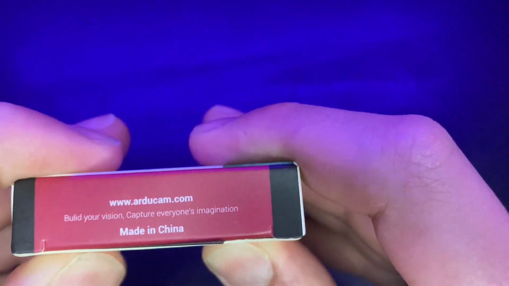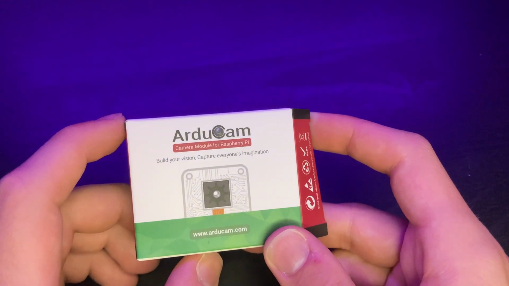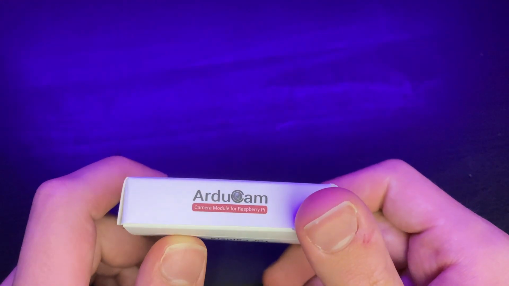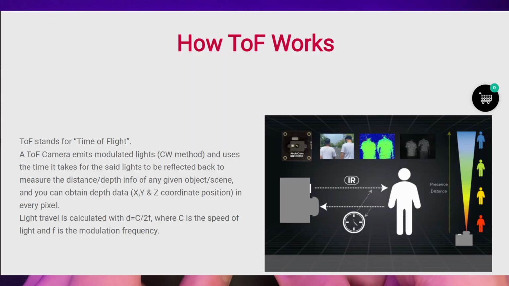So firstly, what is a TOF camera? Well, let me just read you what Arducam tells us about it. And the TOF camera that we are taking a look at in this video is the one from Arducam. So TOF stands for time of flight, and a TOF camera emits modulated lights, CW method, and uses the time it takes for the said lights to be reflected back to measure the distance/depth info of any given object/scene, and you can obtain depth data X, Y, and Z coordinate position in every pixel. So light travel is calculated with D equals C/2F, where C is the speed of light and F is the modulation frequency.